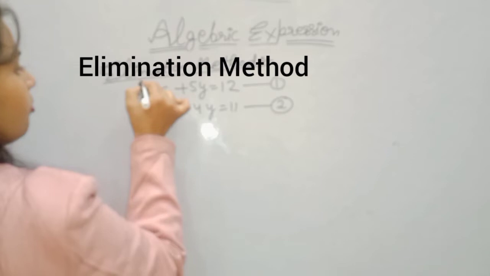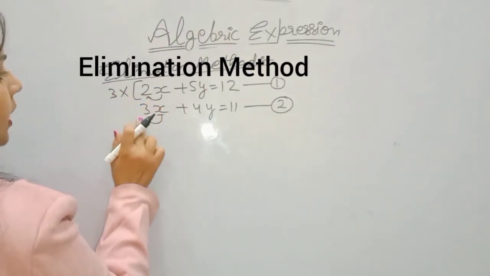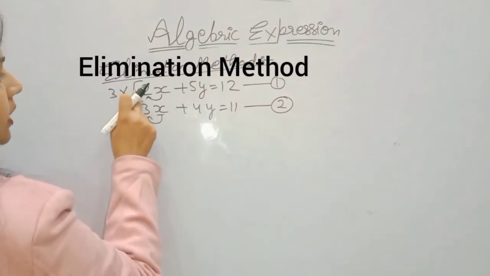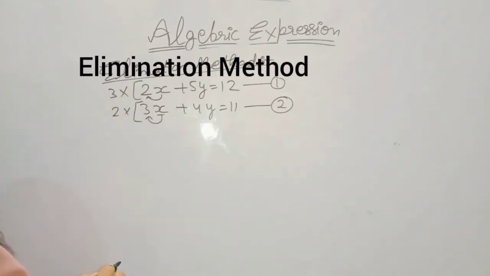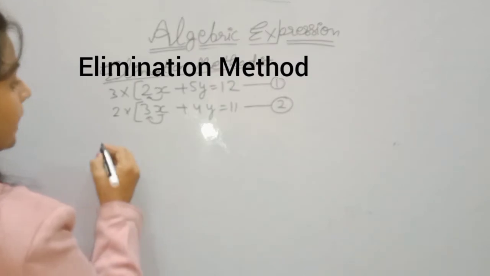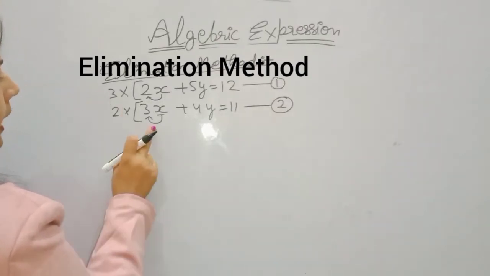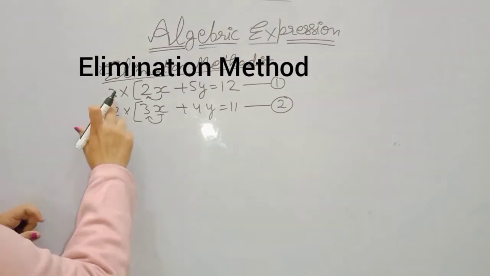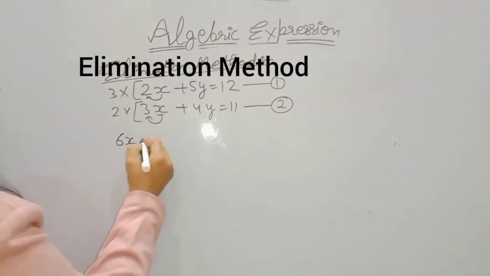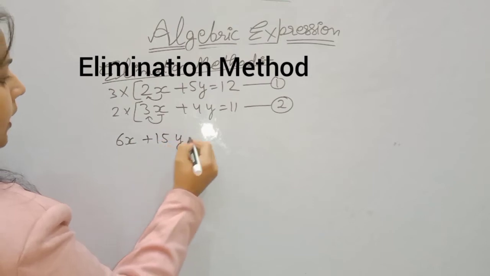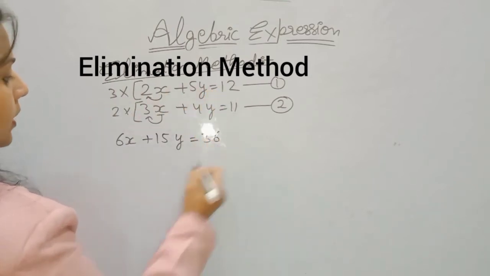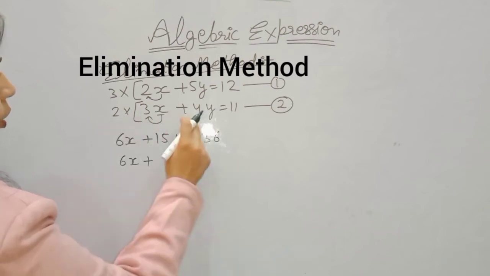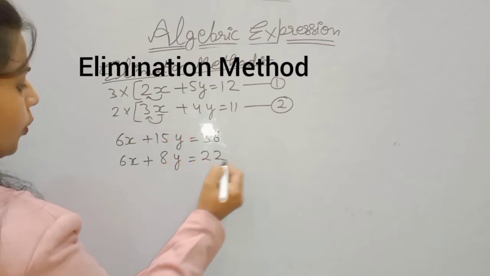So what we can do, we can multiply this equation by the coefficient of this equation, and the second equation we can multiply with the coefficient of the first variable. So we are multiplying equation 1 with 3 and equation 2 by 2. So write it. This becomes 3 into 2 is 6x, 3 5s are 15y is equal to 12 3s are 36. Now this is the second equation, 3 2s are 6x, 2 4s are 8y is equal to 22.